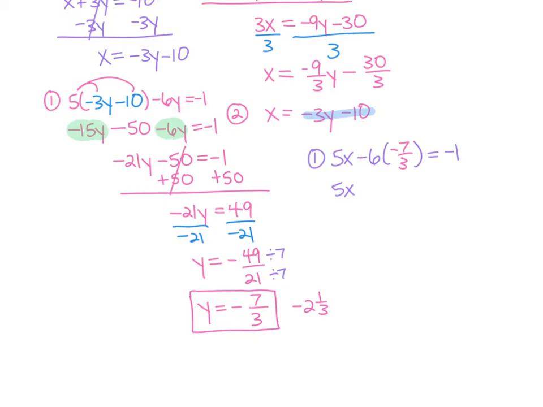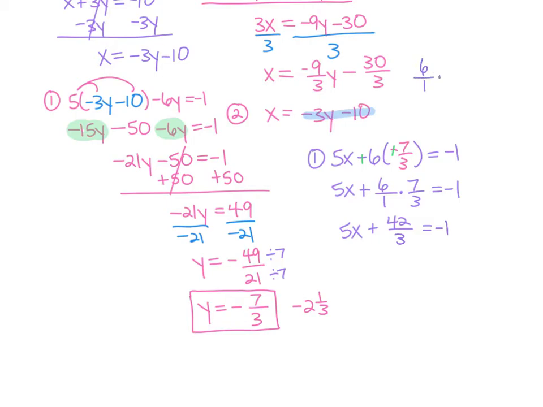So 5x, and now I'm going to go ahead and know that this is going to be a negative times a negative, so that becomes a positive. So adding a positive. So this is going to be plus, and then I'm going to write 6 as 6 over 1, since I'm multiplying it by the fraction 7/3. Now I'm just going to keep multiplying. So you can cross reduce here if you want, or just multiply across. I'm going to go ahead and multiply across. So 6 times 7 is 42, over the denominator, 1 times 3, which is 3, equals -1.